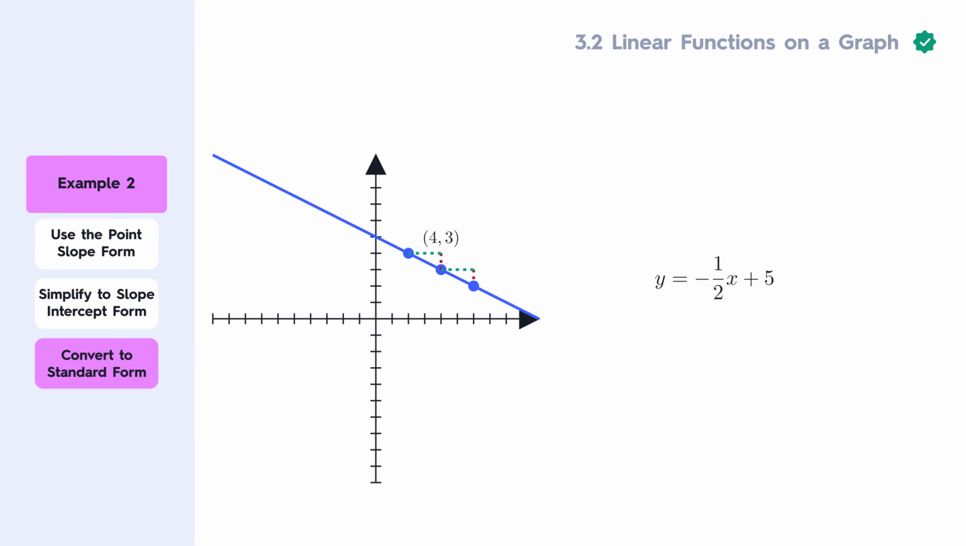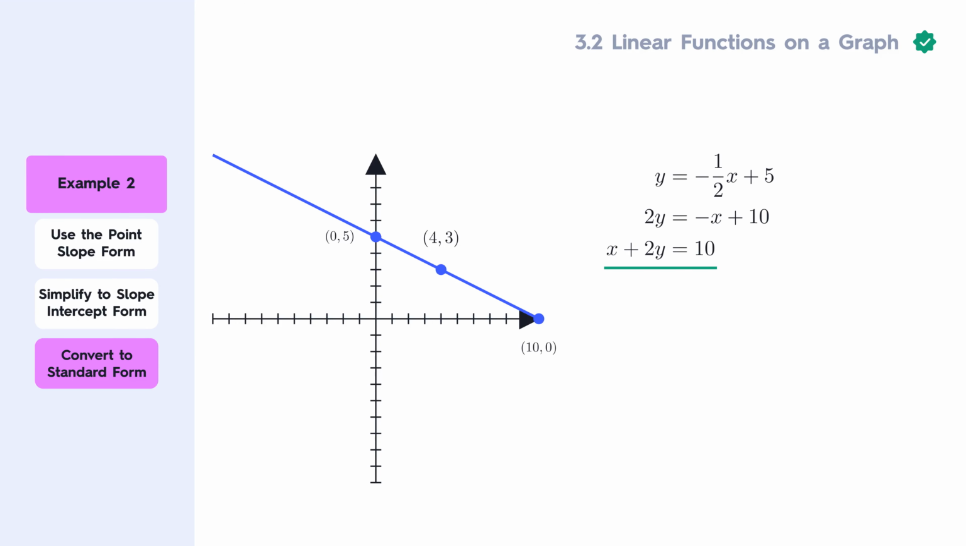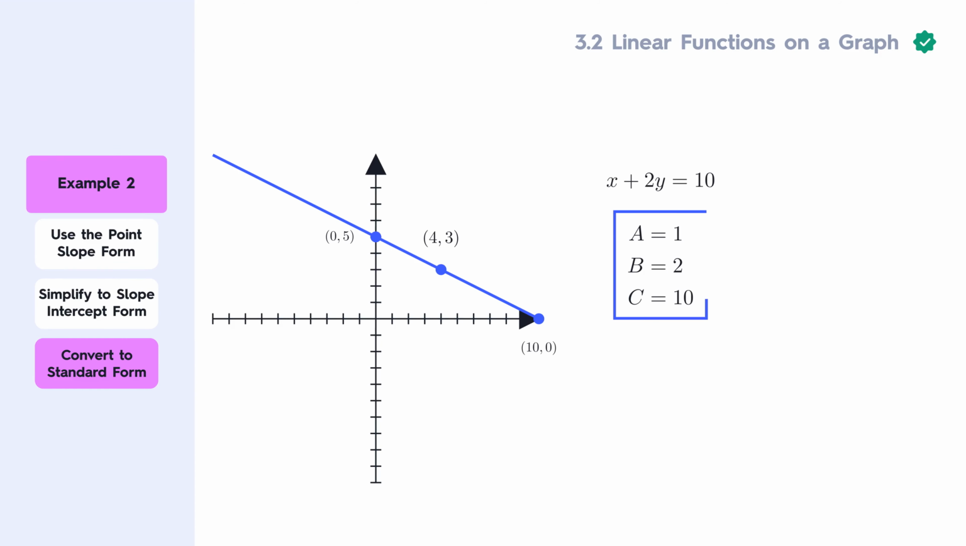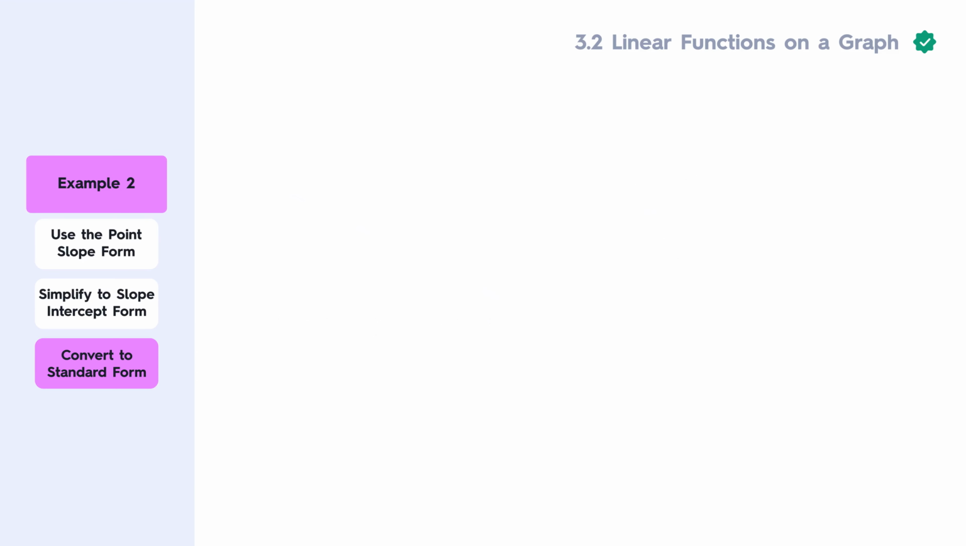Finally, let's convert the slope-intercept form into standard form. We need to eliminate the fraction and rearrange the terms. Multiply the entire equation by 2 to get rid of the fraction, then, add x to both sides. So, the equation of the line in standard form is x plus 2y equals 10. Well done! Let's move on to a more challenging example that will test your skills further.